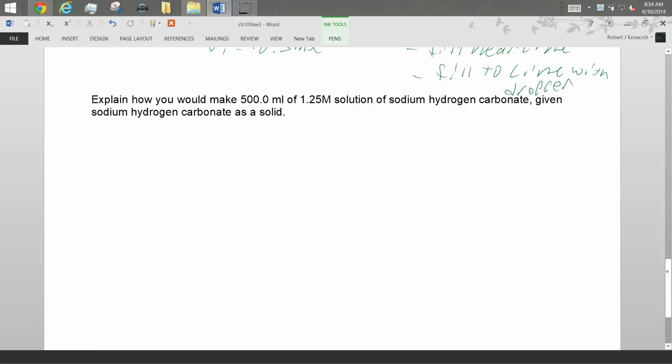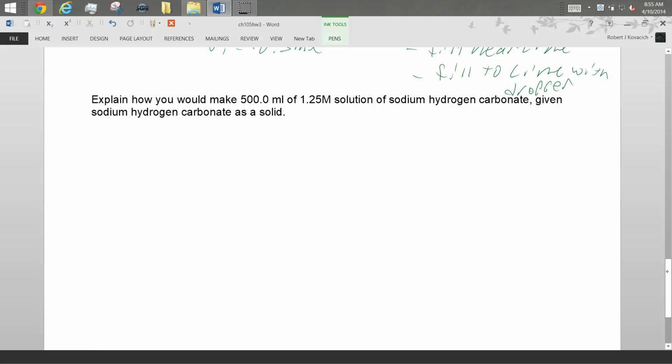Now I'm going to do a sodium hydrogen carbonate mixture. Okay, so first thing I should probably do is figure out what the molar mass of baking soda is. So I got 22.98977 plus 1.00795 plus a carbon 12.011 and 15.9994 times 3. Okay, 84.